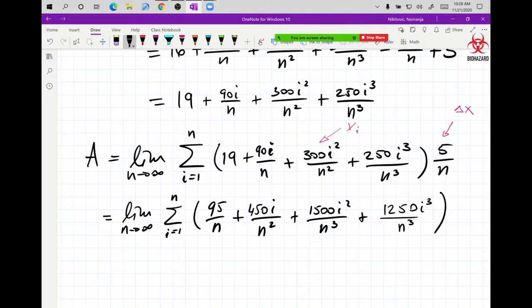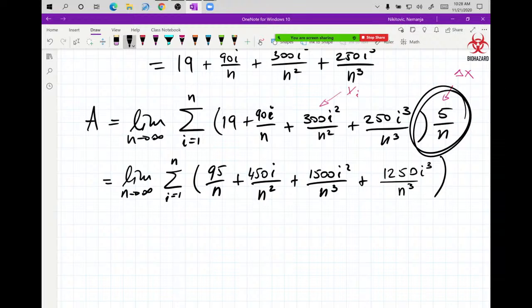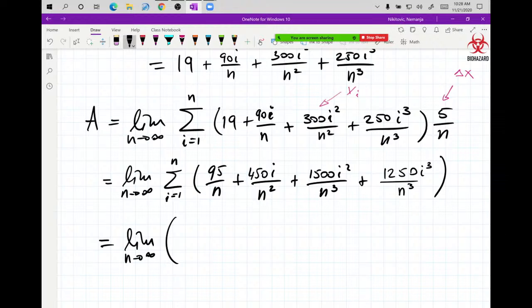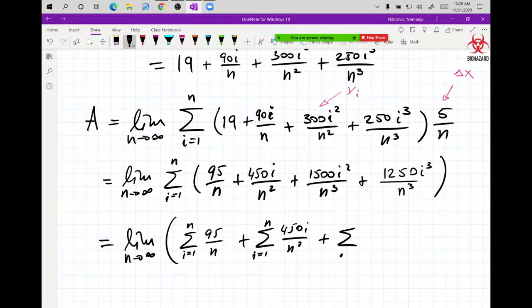All right, cool. So now, once we distributed this delta x to each term, now it's time for each one of these to get its own sum. So we are separating these now. You're getting your summation, i goes from 1 to n, of 95 over n, plus another summation, i goes from 1 to n, for 450 i over n squared, plus another summation, i goes from 1 to n, for 1500 i squared over n cubed. And finally, the last one is summation, i also goes from 1 to n, of 1250 i cubed over n.